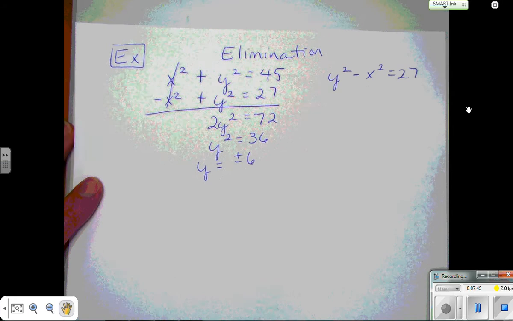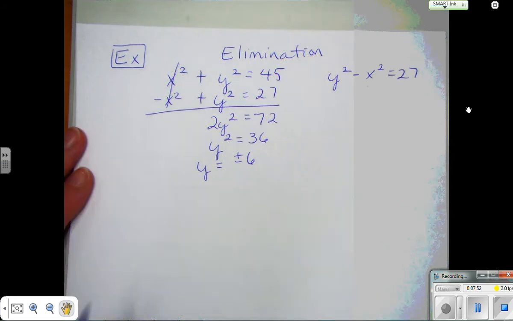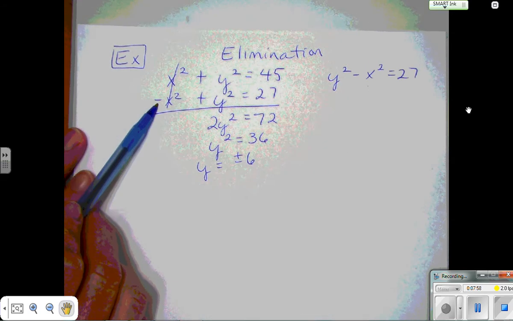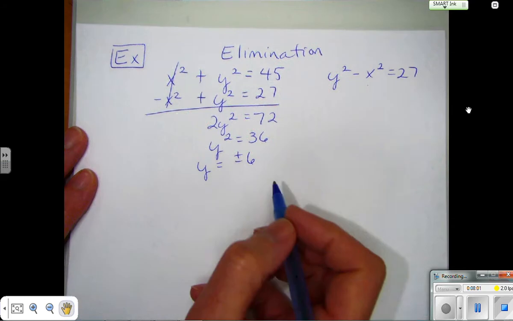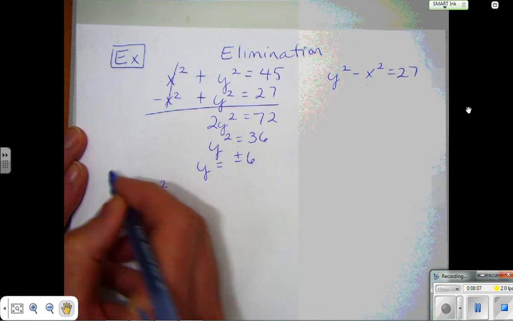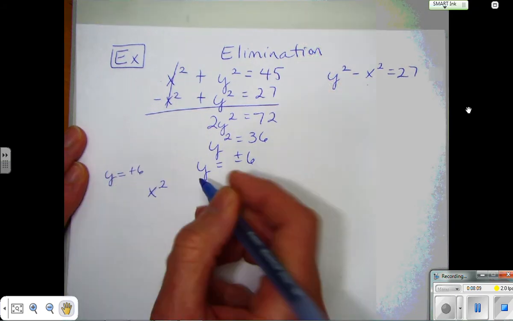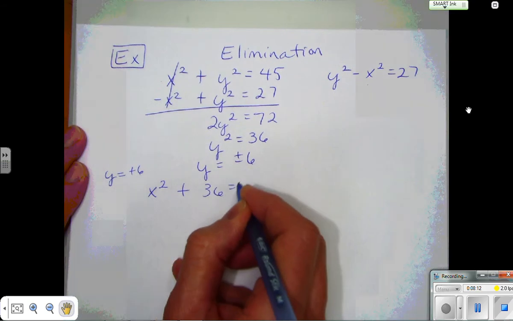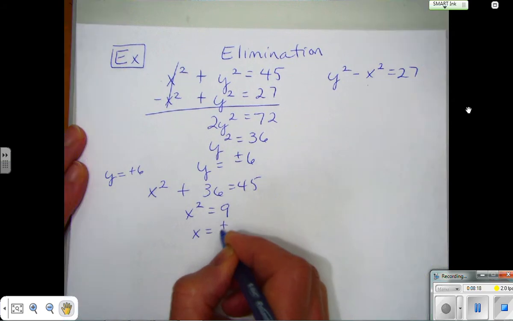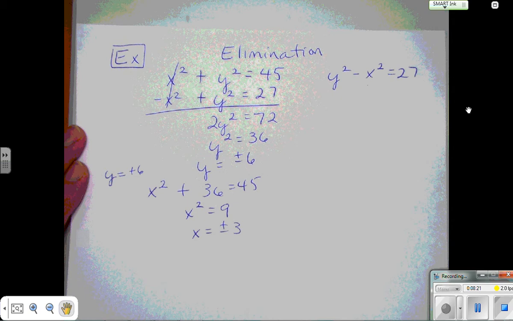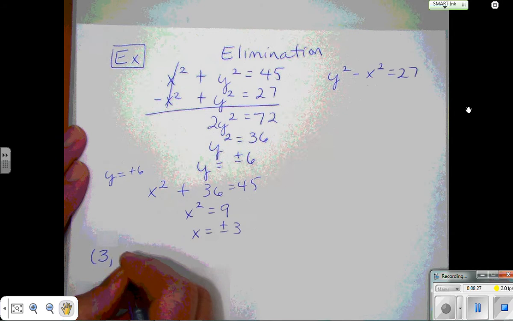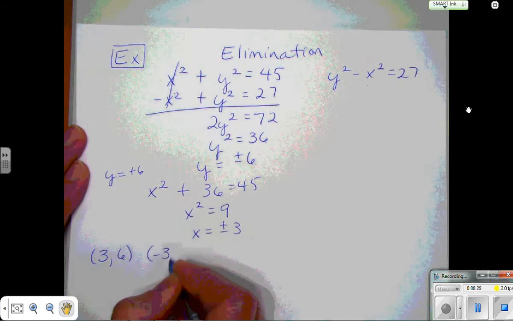So now to get the other value, the x value, I'm going to substitute this y back up into either one of the problems. It doesn't matter which one. You're going to get the same answer. Okay, so I'll just do the top one since the x and y's are both positive. So you got x squared, and this is when y is positive 6. Okay, so x squared plus 36 equals 45. X squared is 9. So x is going to be plus or minus 3 when you take the square root of that. So you get 2 points when y is positive 6. You're going to have positive 3, 6, and negative 3, 6.